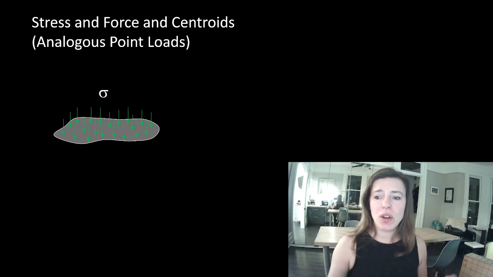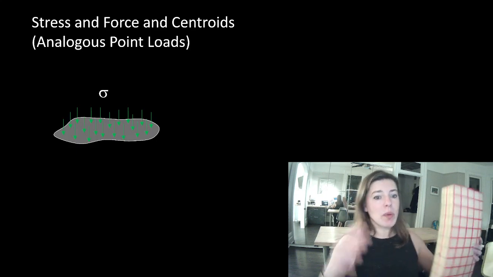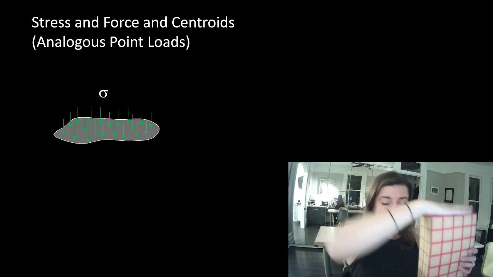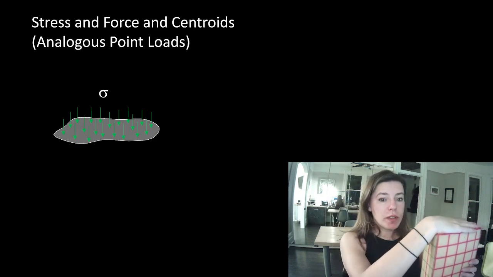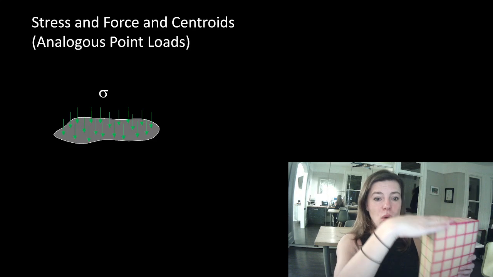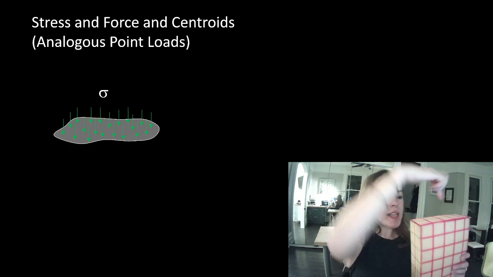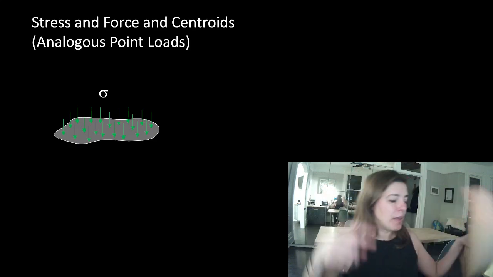So let's take a look at what that means. I think you understand that if this is our object and we have this stress on it, and it's the same and even everywhere, it's the same thing as one force right in the middle. We talked about this with our stress and strain last week. If we put one force across the whole top of this, it's the same thing as one point load right in the middle.